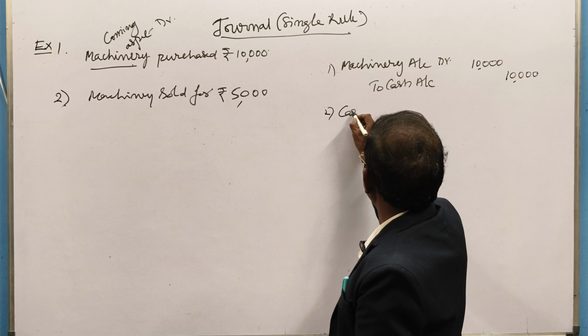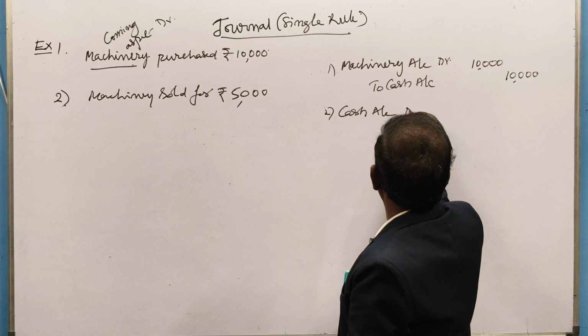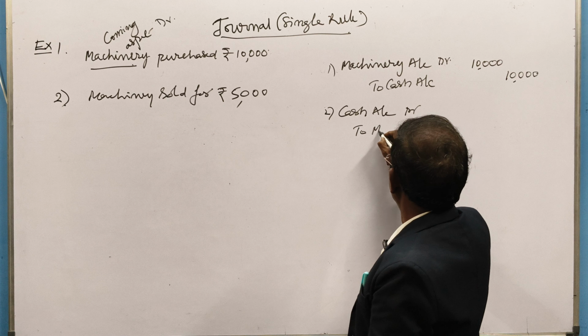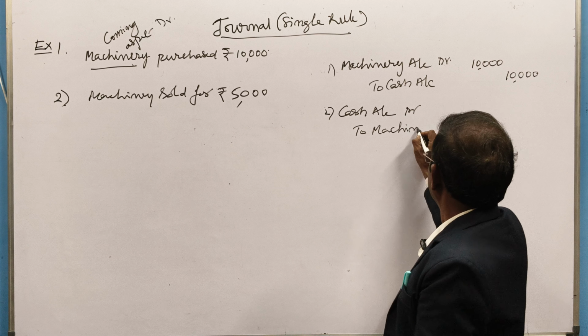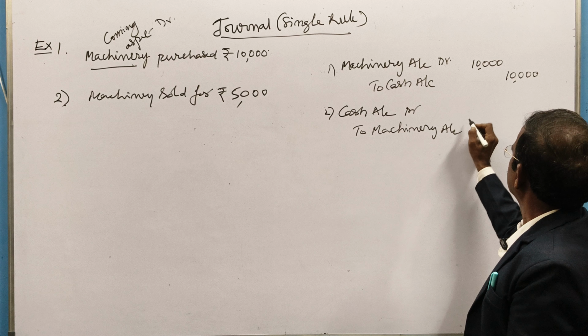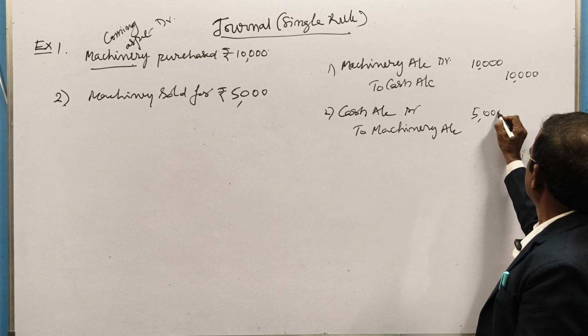So, cash account debit to machinery account 5,000.